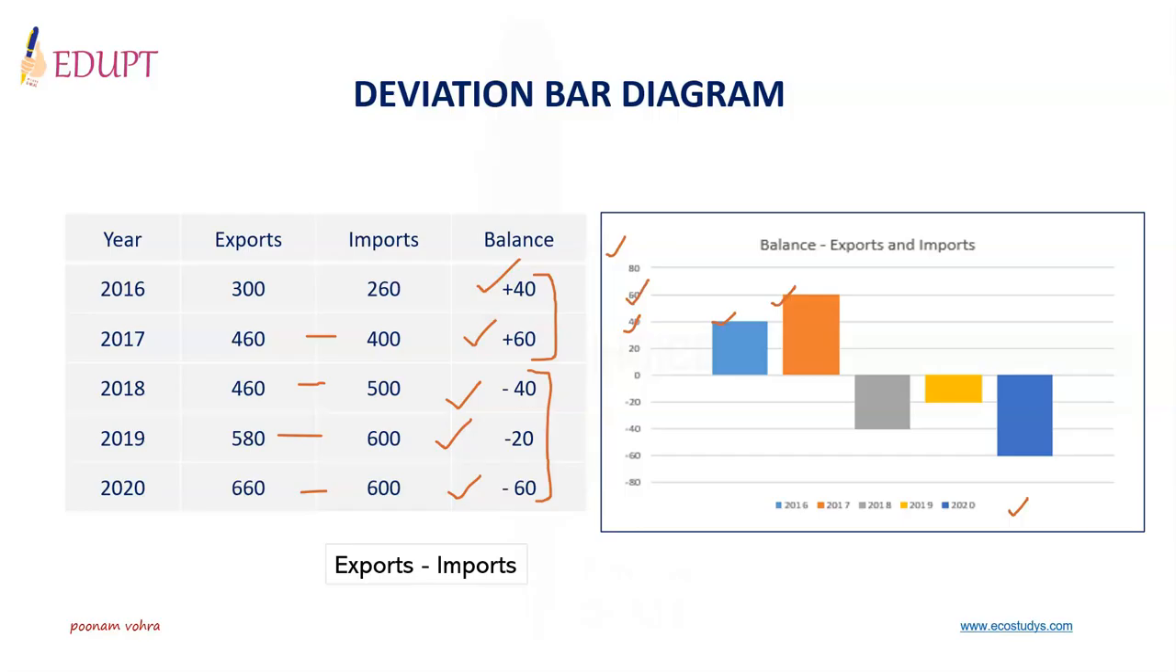It is easy. In 2018, it is minus 40. So we go below the baseline. Minus 40 is represented here, and gray colored bar shows minus 40. 2019, it is minus 20, and this is the point showing minus 20, and last one 2020 is minus 60, and this is the point that shows minus 60. So deviation bar diagrams are used only when the difference has to be shown.